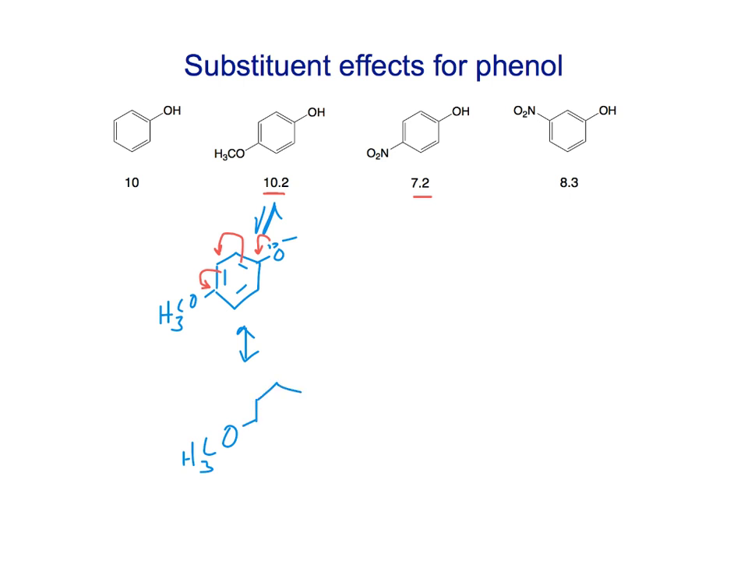Okay, and so in this resonance form, we have these electrons and the minus charge exactly at the position where this methoxy group is trying to donate its electrons. So we have an anion, and we're donating electrons to it, that's going to make it less stable. All right, if we look at the nitro group, okay, let's go to here.